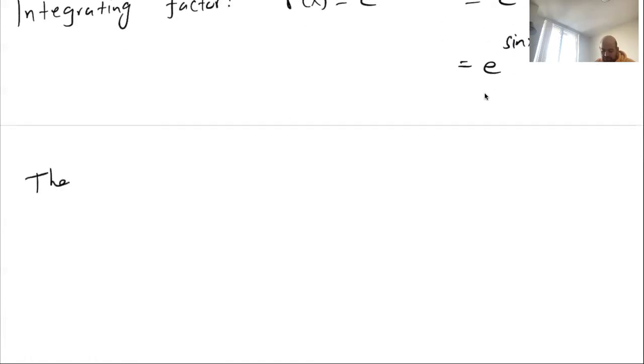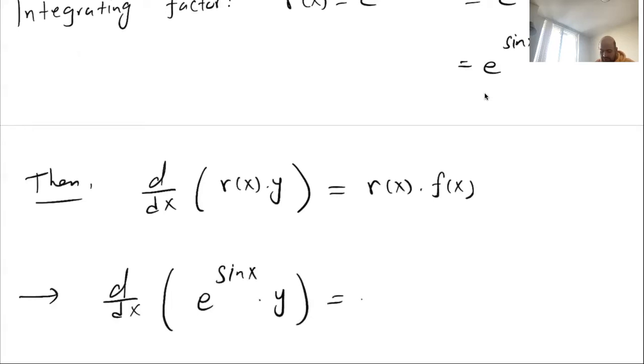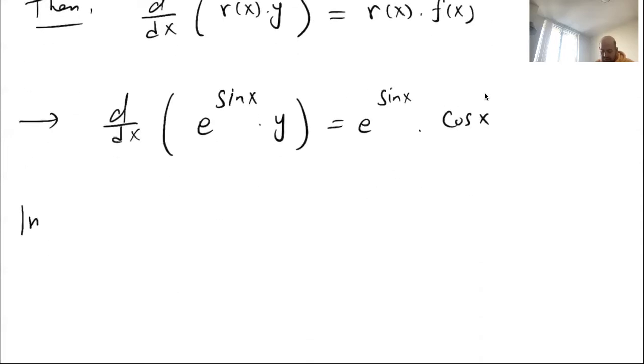Then we can write our equation in the form d over dx of r of x times y equals r of x times f of x. So that means d over dx of e to power sine x times y equals e to power sine x times cos x. And now integrate both sides. I'm just following the steps.